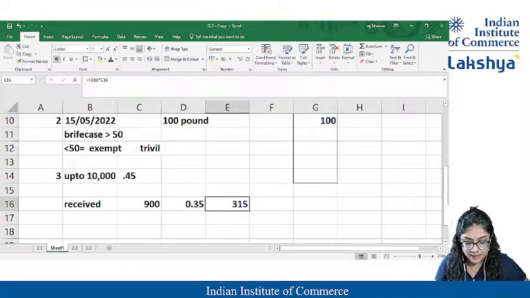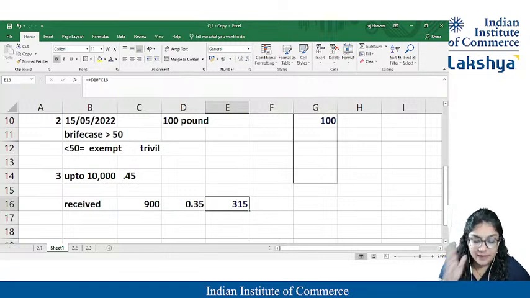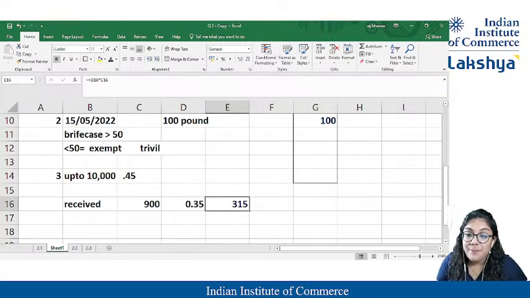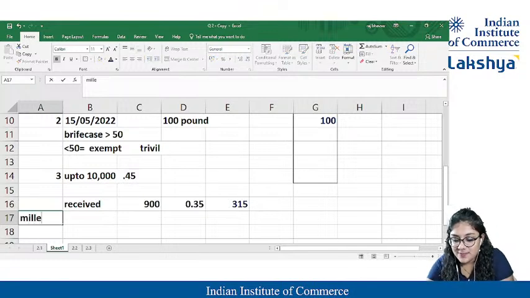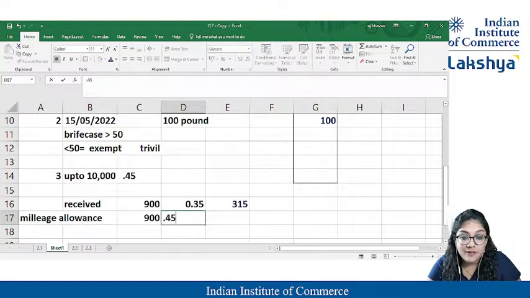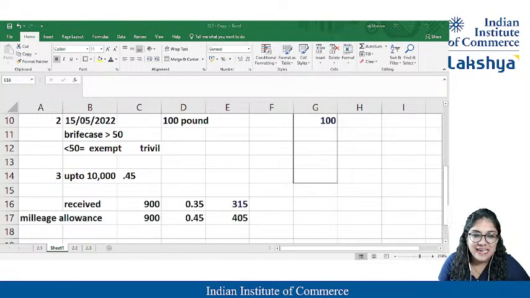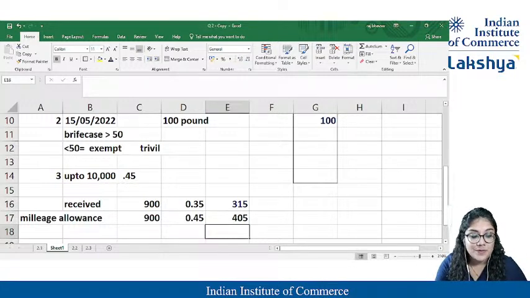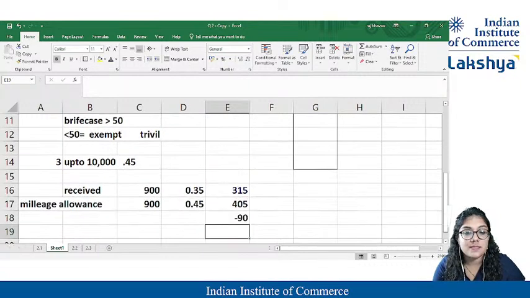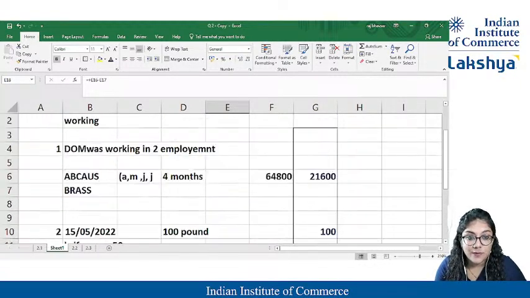If I'm getting only this much, what will be my allowed amount? Guys, my allowed expenditure, or my mileage allowance, is basically 900 into 45 pence. So if I multiply, don't you think you received something lesser than what you were supposed to receive? Yeah, ma'am. I was supposed to receive 405, but I just received 315. So now this will not be your income. It will be reduced from your income. So 315 minus 405 will be minus 90, which I have to do.